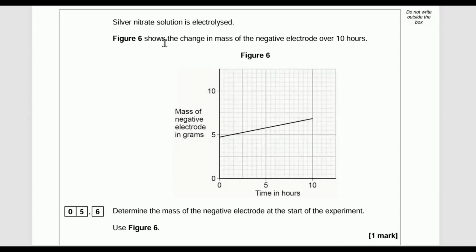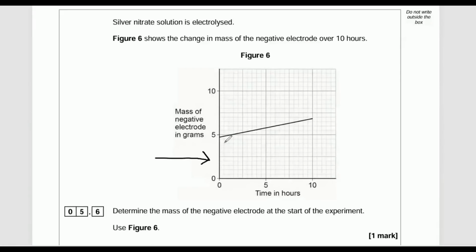Silver nitrate solution is electrolyzed. Figure 6 shows the change of the mass of electrode over 10 hours. Here's the mass of electrode in grams. Started off as whatever that is, ended up over there. Determine the mass of the negative electrode at the start. Oh, nice and easy, right? We just need to work out what each square is worth.